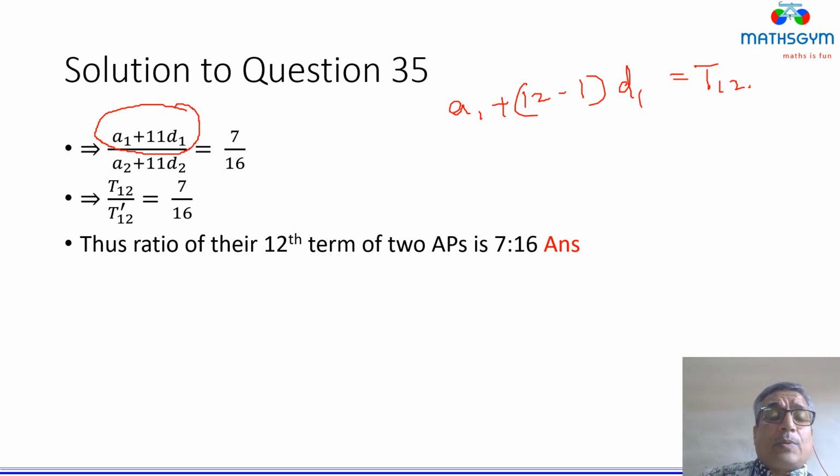I would appreciate it if you add this concept as part of your formula sheet. You should maintain a formula sheet and solve any kind of problem which comes on the same concept.